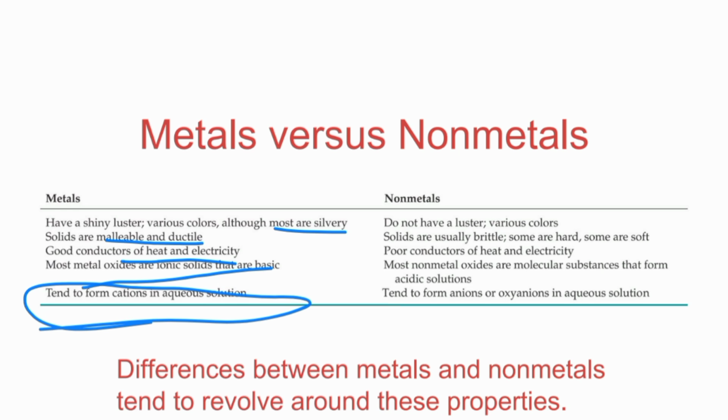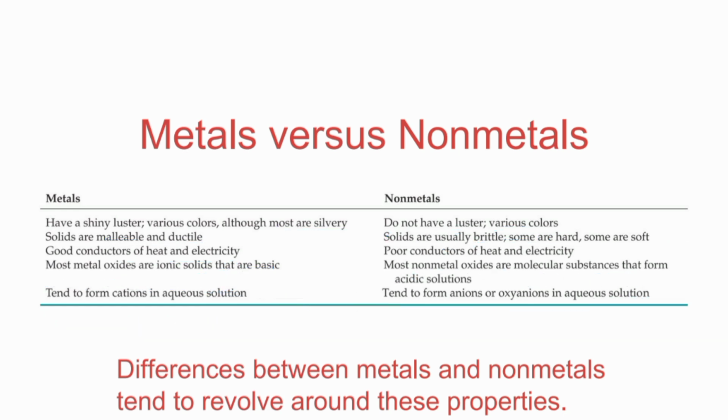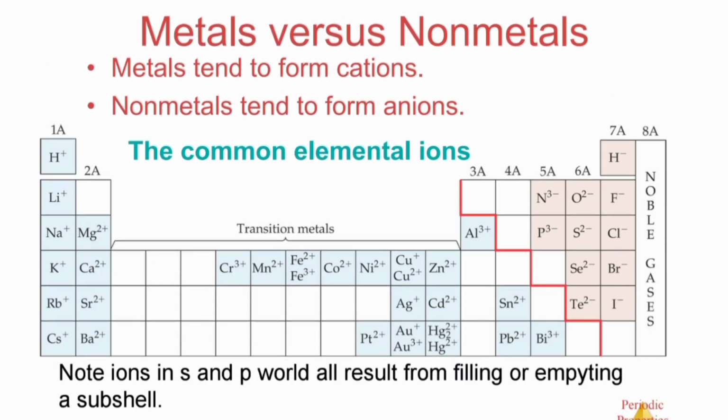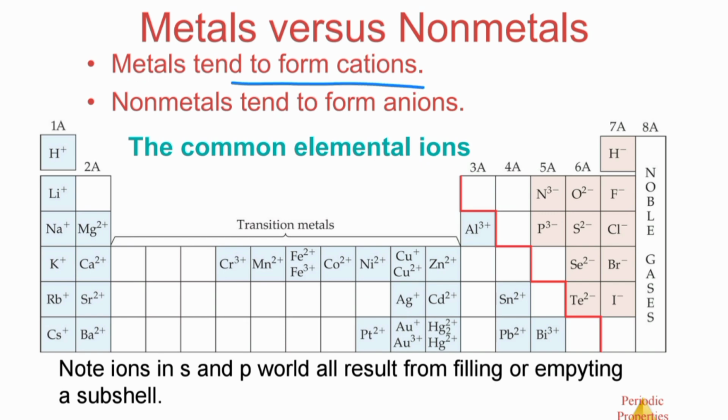Non-metals don't have luster, come in various colors, and their salts are usually brittle; some are hard, some are soft. They are poor conductors of heat and electricity. Most oxides are molecular substances that form acids, and they tend to form anions and oxyanions in aqueous solutions. The differences between metals and non-metals revolve around these properties. Metals tend to form cations, non-metals tend to form anions.